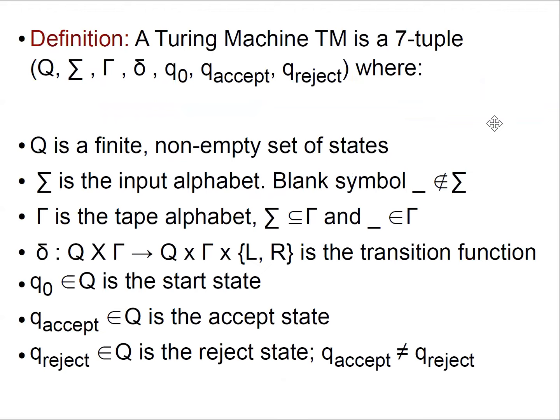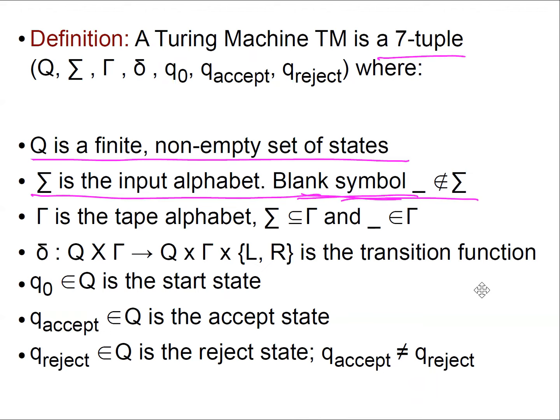Now it's time to formally define a Turing machine. We can define a Turing machine as a 7-tuple. We're now experts of such definitions after having given definitions of DFAs and NFAs. So we have a finite set of states. We have the input alphabet, and we always include the blank symbol in the alphabet. This is the input alphabet, the alphabet with which the input is written at the beginning. And then we can use a larger tape alphabet, which is gamma. Gamma should contain sigma, and should also contain the blank symbol.